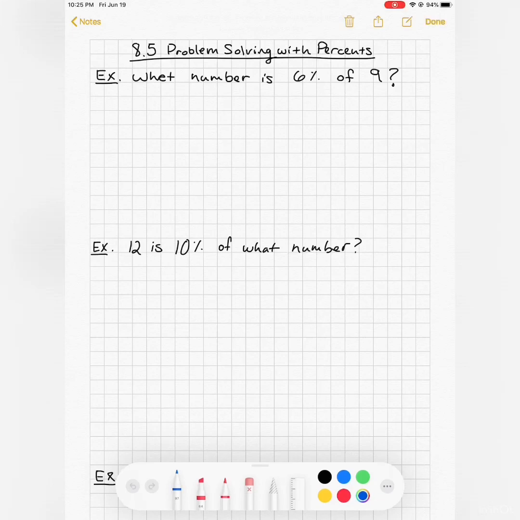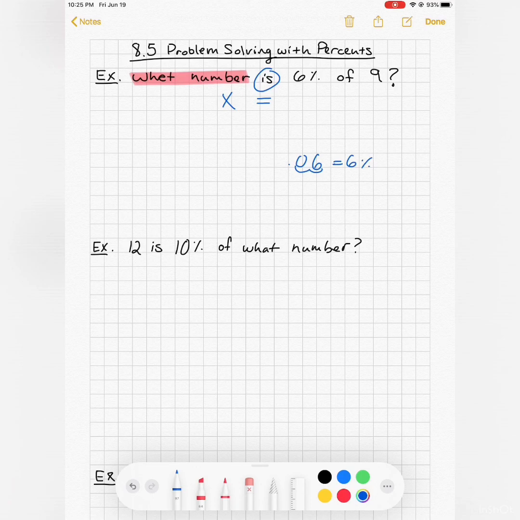So let's look at percents in a little more detail. We've worked with them a little bit already. So let's see. We have, first of all, what number is 6% of 9? So that word translates to equals. What number? This is a mystery number, right? 6%. So remember how that works? 6%, we move the decimal 2 places left. 0.06 as a decimal.